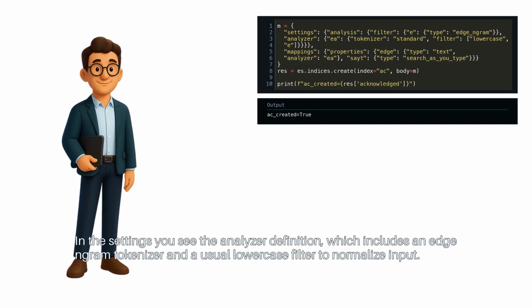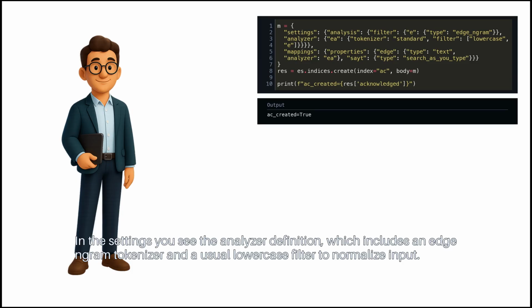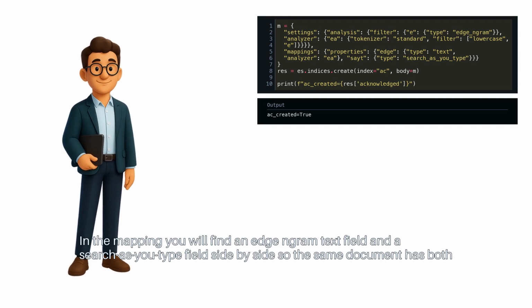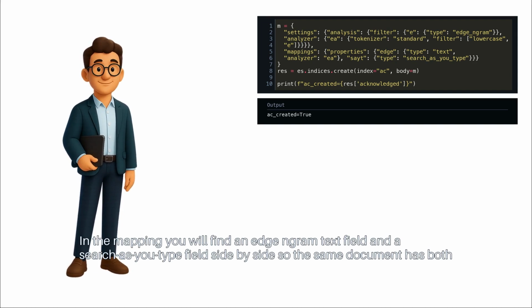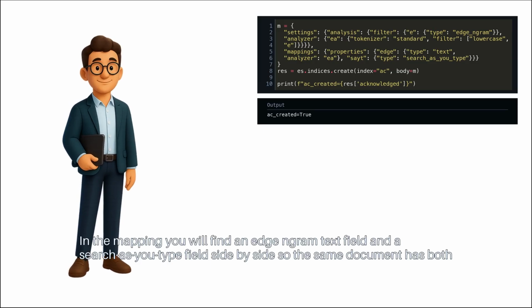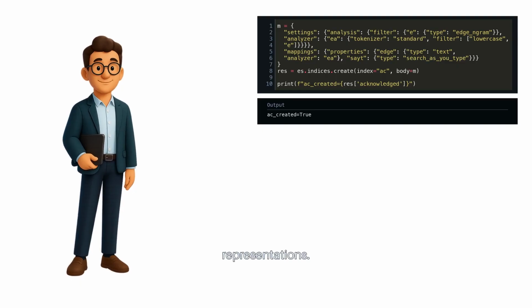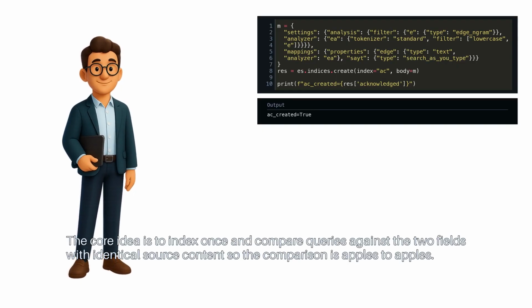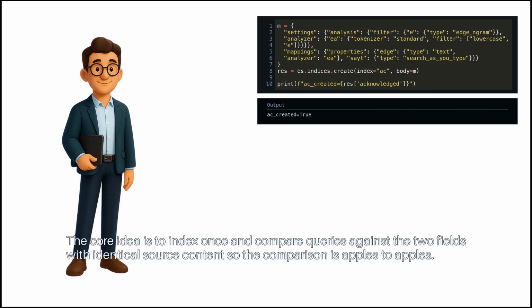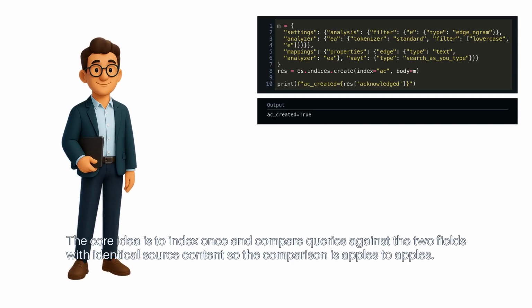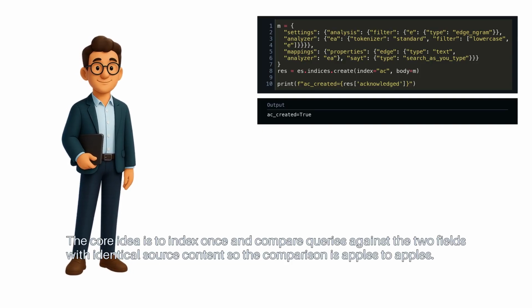In the settings, you see the analyzer definition, which includes an Edge Ngram tokenizer and a usual lowercase filter to normalize input. In the mapping, you will find an Edge Ngram text field and a Search as You Type field side by side, so the same document has both representations. The core idea is to index once and compare queries against the two fields with identical source content, so the comparison is apples to apples.